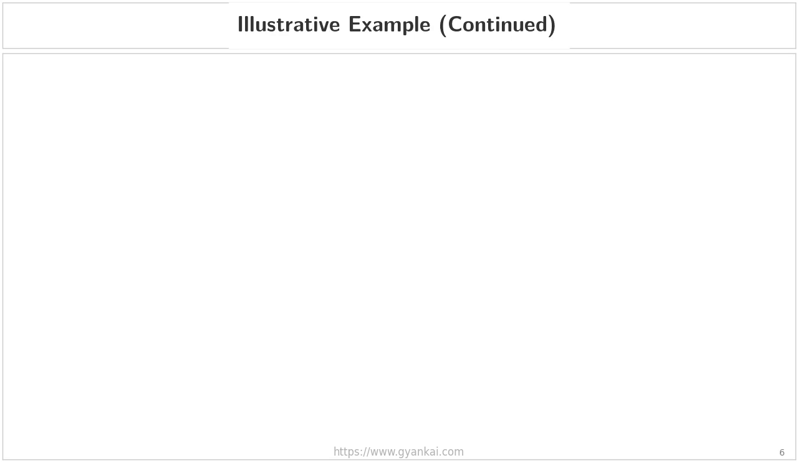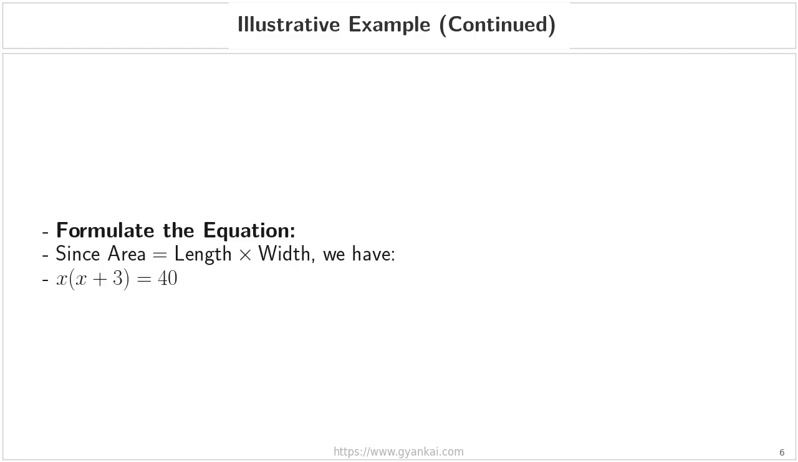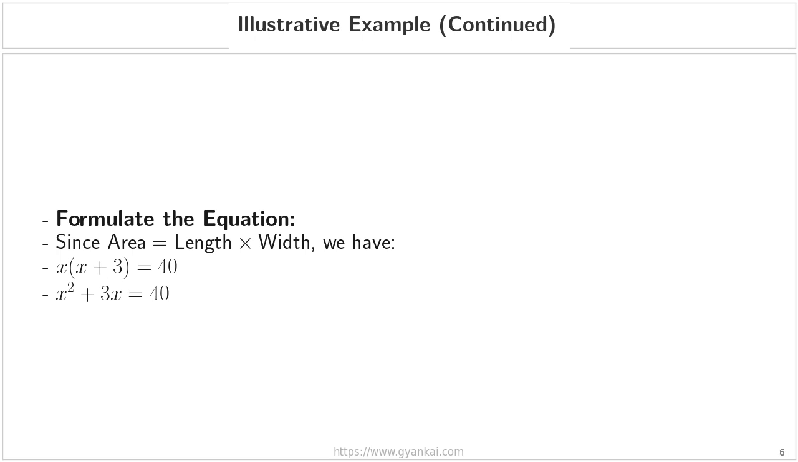Illustrative example, continued. Now that we have clearly defined our variables in the previous step, letting x represent our width, we need to move on to the next crucial stage, formulating our equation. To do this, we look back at the information given in our word problem. We know that the area of a rectangle is calculated by multiplying its length by its width. Using the expressions we just established, we can set up our equation as x multiplied by the quantity x plus 3 equals 40. Now, let's expand this to get it into a standard quadratic form.